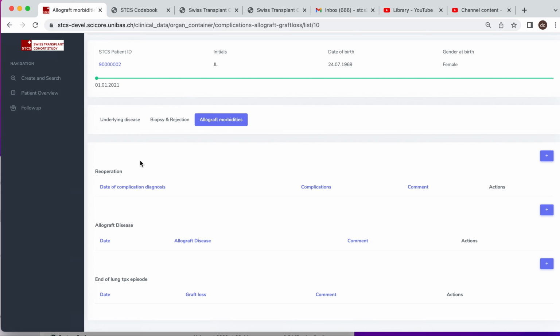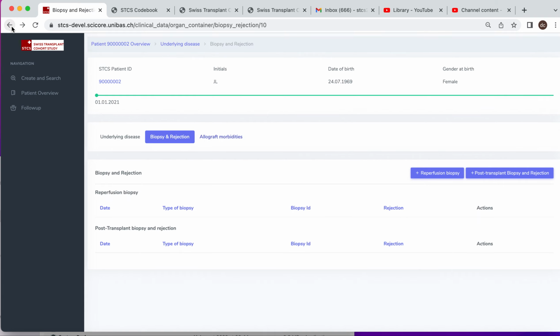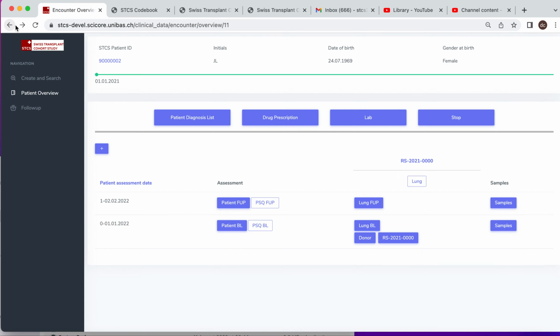For all the other solid organ transplants, actually what we have is complication and interventions, allograft diseases, graft loss. We have also the stop information. The stop can be dropout from the study or death.